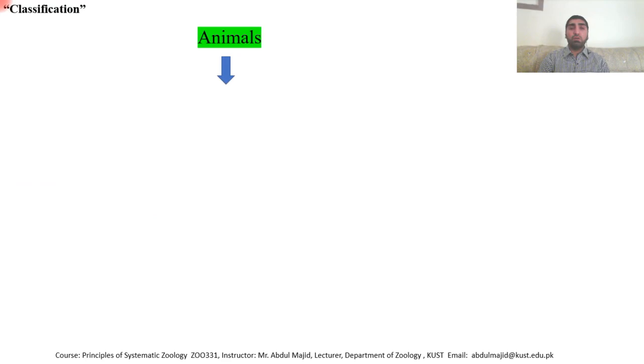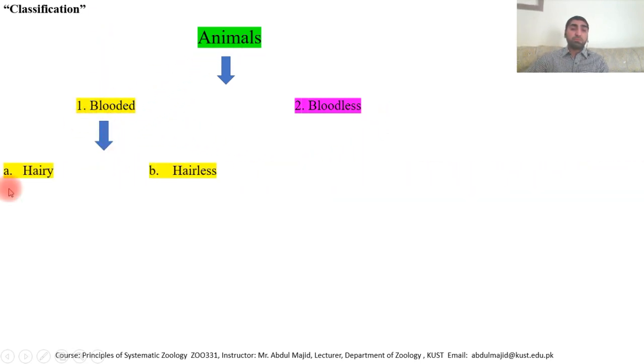Downward classification was practiced by many scientists in very early, very primitive times. For example, animals were divided into blooded animals and bloodless animals. Those animals which have blood, and those which do not, the invertebrates, which have hemolymph, so it is kind of blood, but not red blood. Then the blooded were divided into hairy and hairless. For example, birds don't have hairs, and the mammals have hairs. So subordinate groups were divided into subordinate groups: animals into blooded and bloodless, and blooded into hairy and hairless.